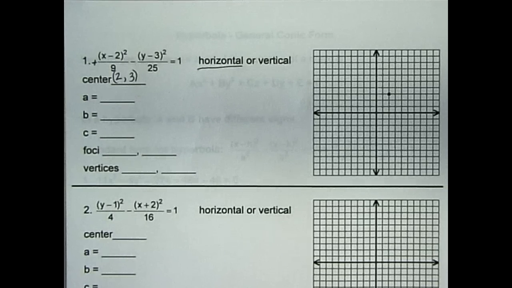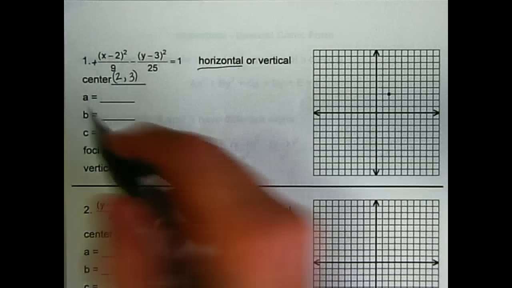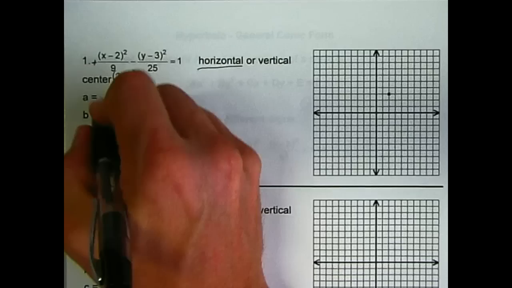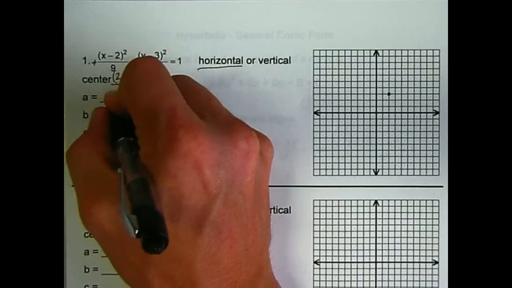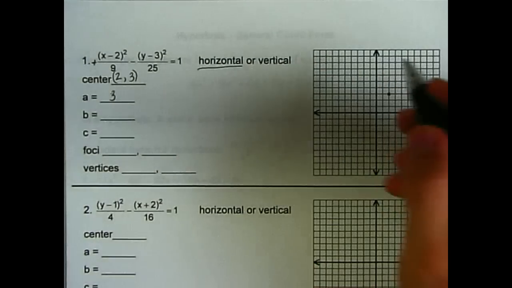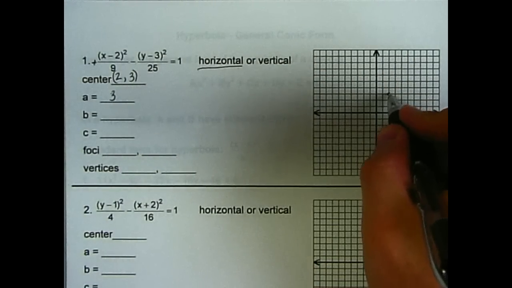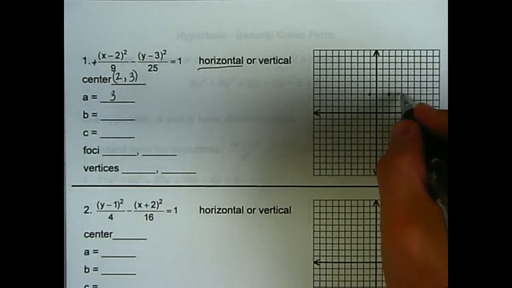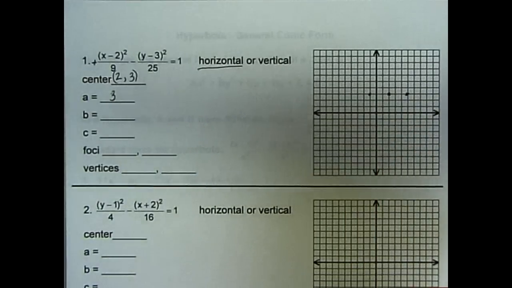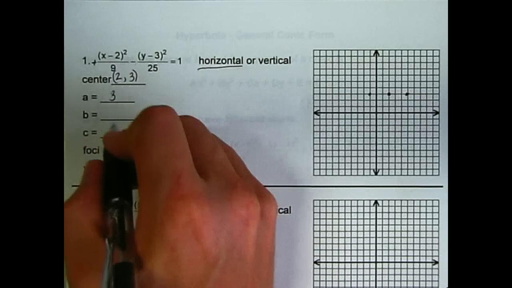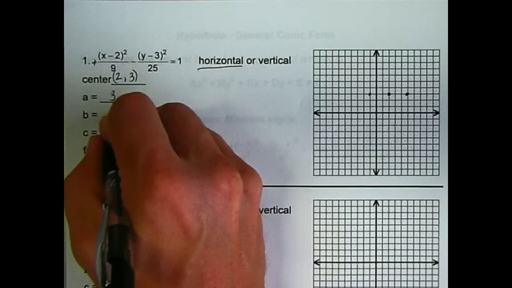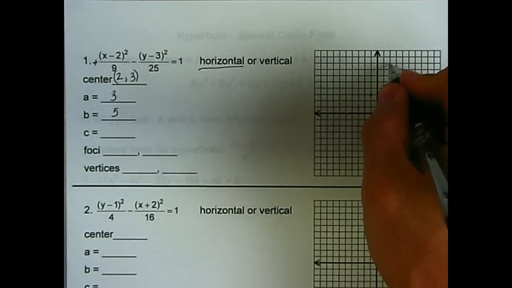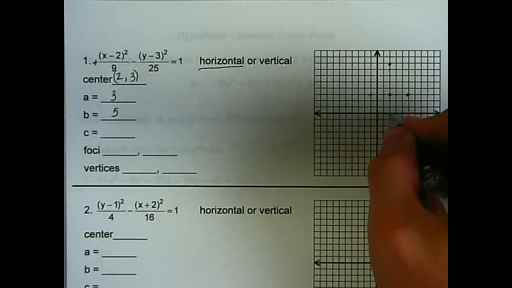Now we'll start looking for a few more points, and we'll start with a. A always goes with x in the hyperbola, so I know that this is a squared, so a here must be 3. Because it's a horizontal hyperbola and I'm looking for a, I'm going to count over 1, 2, 3 in each direction from my center. Likewise with b, so b squared is 25, so b must be 5. So go from our center, 1, 2, 3, 4, 5, and 1, 2, 3, 4, 5.